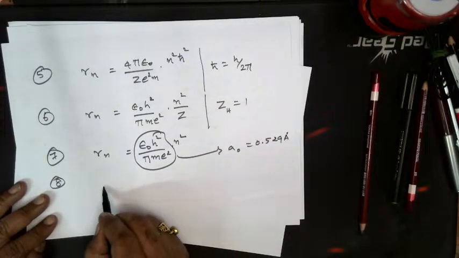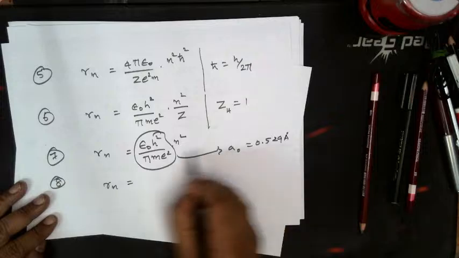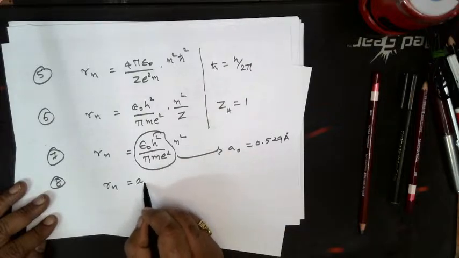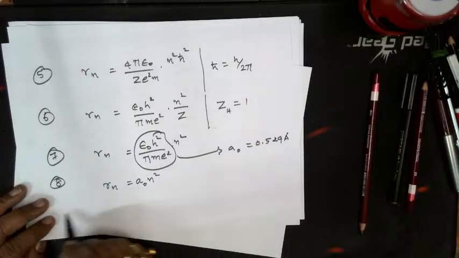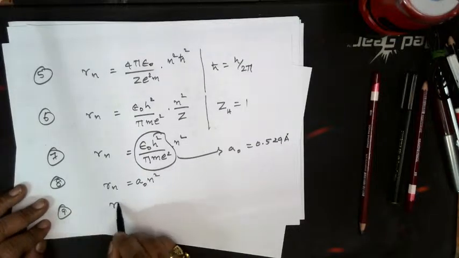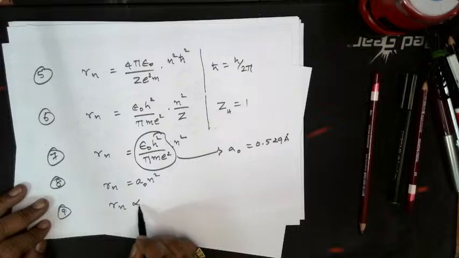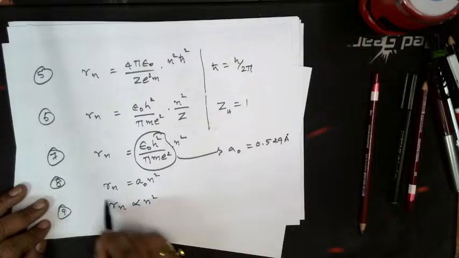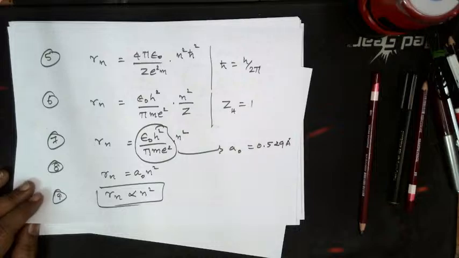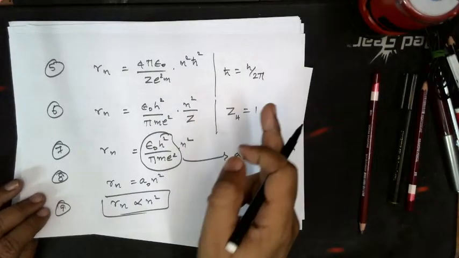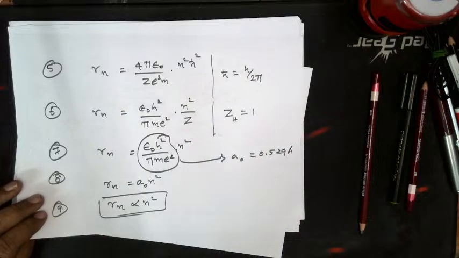And in the eighth step, we declared this one as a naught, which is equal to 0.529 angstrom. So never forget, right? And then Rn is equal to, you can straight away put a naught into n squared. Since a naught is constant, finally you can declare Rn is proportional to n squared. That's all. You can simply write all these things, but you have to express all these constants nicely.